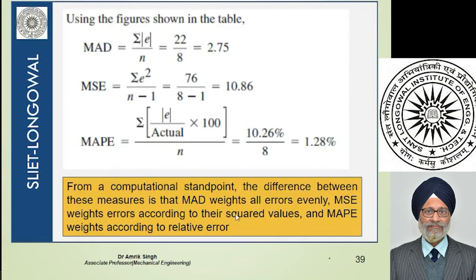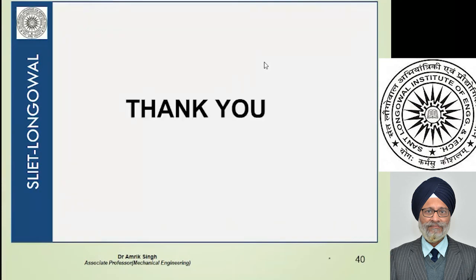From the computational point of view, the difference is that MAD weighs all the errors evenly. Mean squared error weights errors according to their squared value, and MAPE weights according to the relative error. So this shows the relative error, this shows the squared value, and this shows the difference between measured and the actual. So thank you so much.